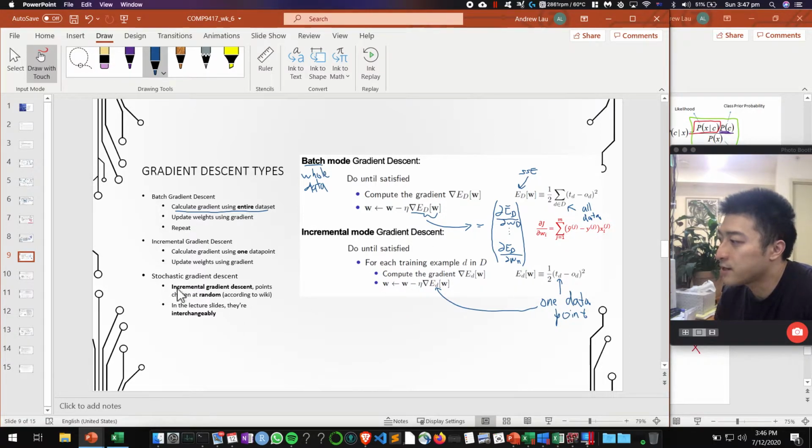Now you have your stochastic gradient descent as well, and it's like incremental gradient descent, except you just pick a data point at random and you'll sort of cycle through.